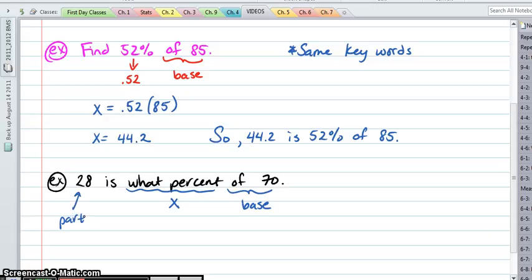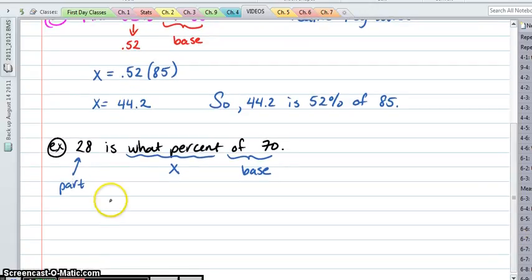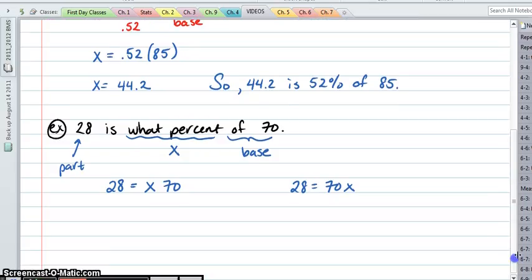28 out of 70. 28 is our part. So when I set this up, 28 equals x times 70, or you could write 28 equals 70x, since we typically write the numeric portion first, but I would accept either or. To find that percentage, we need to go ahead and balance this equation.